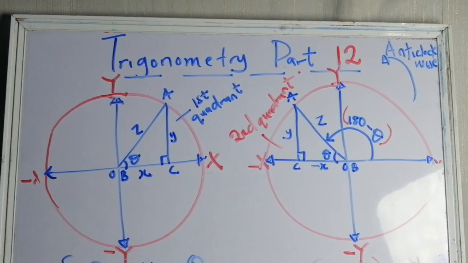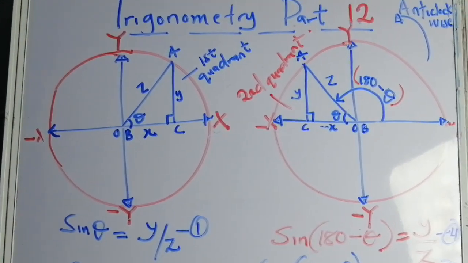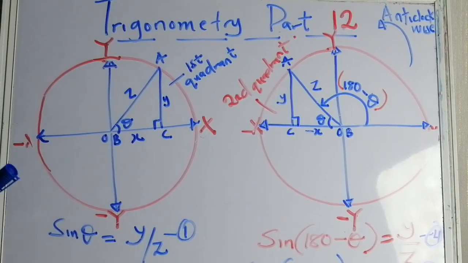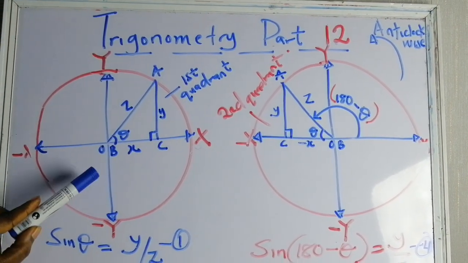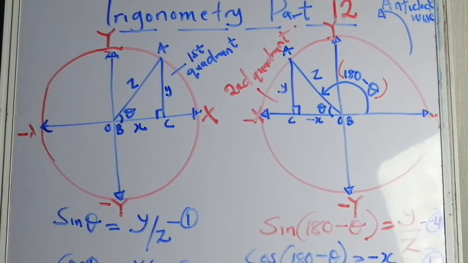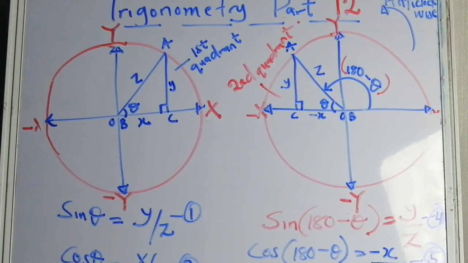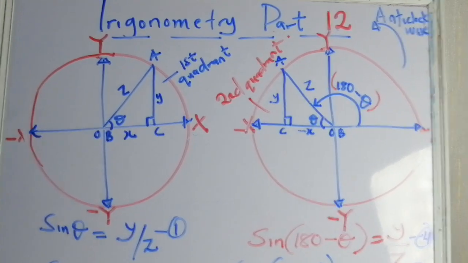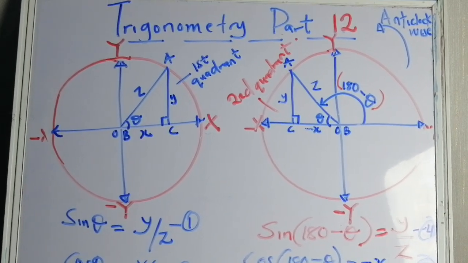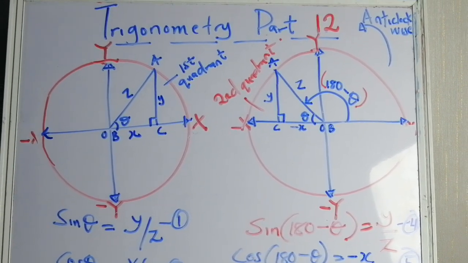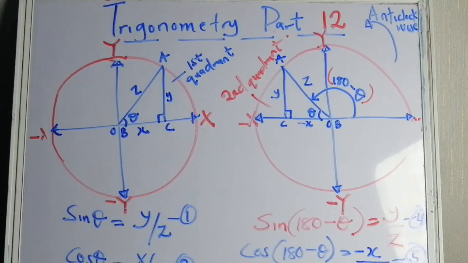Ladies and gentlemen, this is trigonometry part 12. Okay, so we've been able to touch base with the first quadrant and the second quadrant, and I've told you the relationship between first and second, which one is negative and which one is positive, and we've done justice to that. Then this is the third quadrant now.